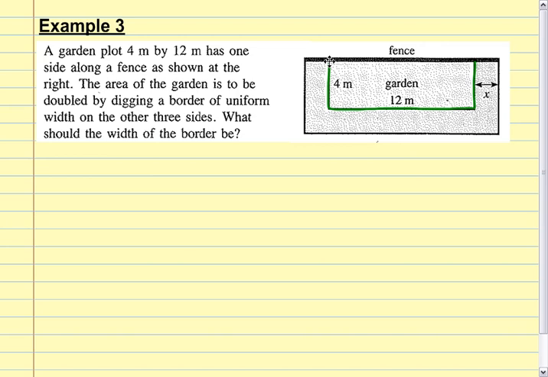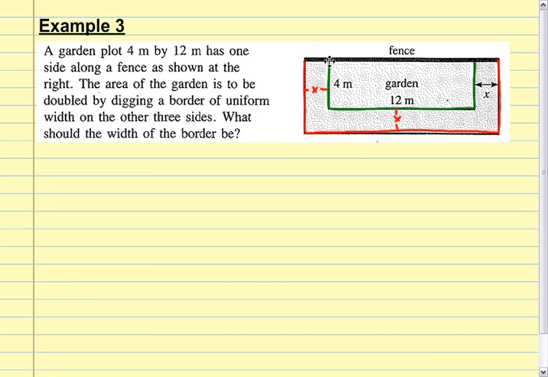The area of the garden is to be doubled by digging a border of uniform width on the other 3 sides. So now we need to dig a border around this garden. And when we do that, the new area is going to be twice the area of the garden. Now, what should the width of the border be? Well, it says that this is x. This is also x. This is also x. It says uniform width, so that means it's all the same.